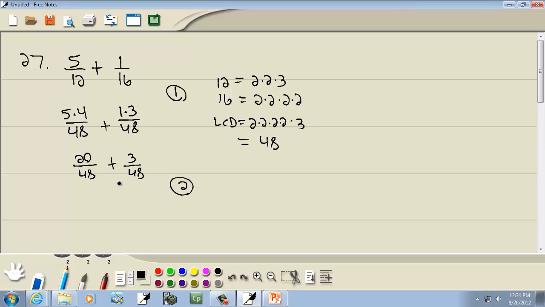Second step. They have the same denominator now, so add together the top parts. 20 plus 3 is 23 over 48. Now, I can't simplify that any. 23, I believe, is prime. So we don't do step 3 on this one. There's nothing to simplify.